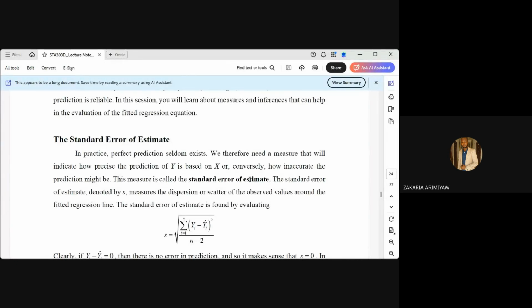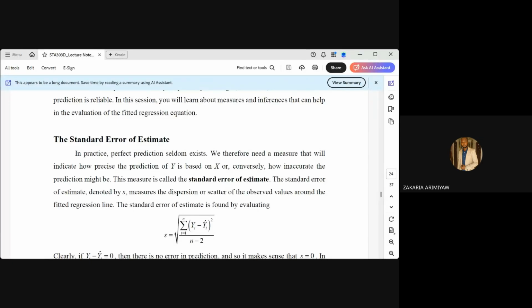When we calculate this particular value, it will indicate to us whether on the average the actual values are lying close to the line of best fit or they are lying far from the line of best fit. If the value of the standard error of estimate is small, it means that there are little deviations of the actual values from the line of best fit. But if the value is large, what it means is that the actual values are lying far from the line of best fit.